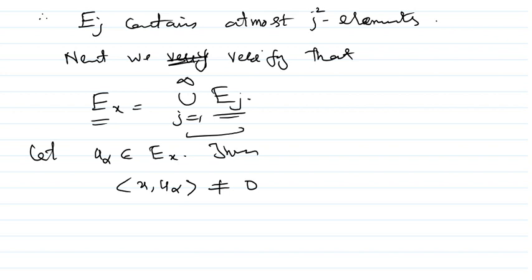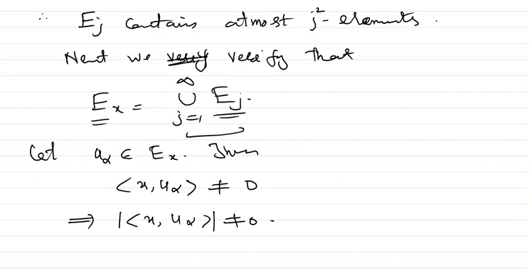Fine. Also, this means the modulus of the inner product of x with U alpha is not equal to 0. So this is a non-zero real number. Also we have that U alpha is not equal to 0, and norm x is not equal to 0. So that means we have two non-zero numbers: one is norm x and the second is the modulus of the inner product of x with U alpha.